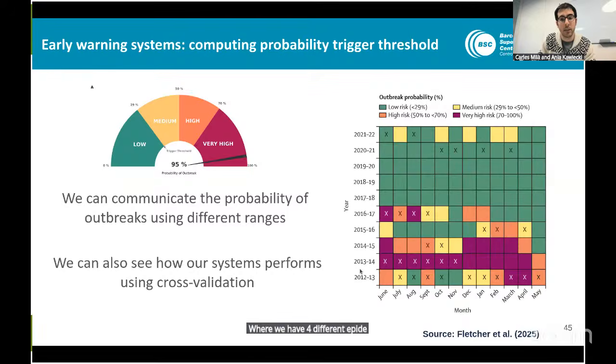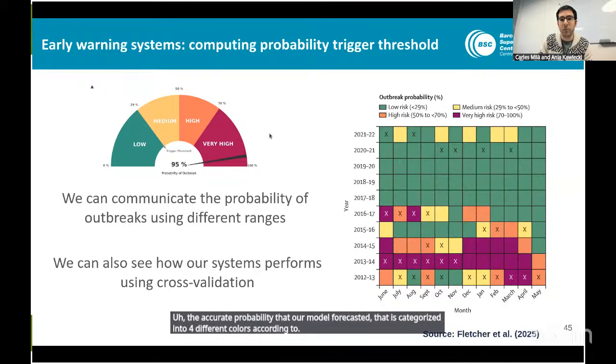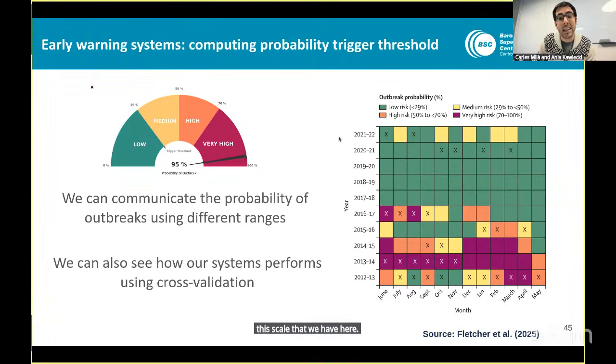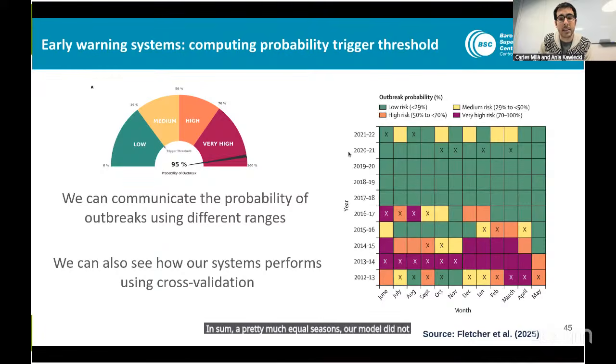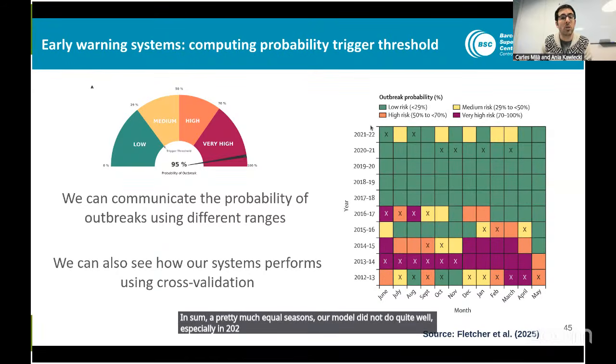where we have 4 different epidemiological seasons on the y-axis and different months. The outbreak probability that our model forecasted is categorized into 4 different colors according to the scale that we have here. Then we can see with a cross whether the outbreak actually happened. And we see that in this case, for that particular model, we predicted quite well some of the epidemiological seasons like 2013 and 2016. In some epidemiological seasons, our model did not do quite well, especially in 2020. So in this particular case, there would be room for improving that model.